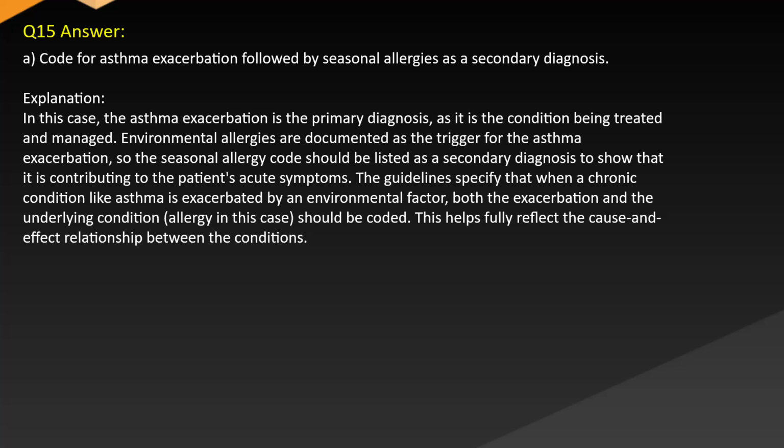Explanation. In this case, the asthma exacerbation is the primary diagnosis as it is the condition being treated and managed. Environmental allergies are documented as the trigger for the asthma exacerbation, so the seasonal allergy code should be listed as a secondary diagnosis to show that it is contributing to the patient's acute symptoms. The guidelines specify that when a chronic condition like asthma is exacerbated by an environmental factor, both the exacerbation and the underlying condition, allergy in this case, should be coded. This helps fully reflect the cause and effect relationship between the conditions.